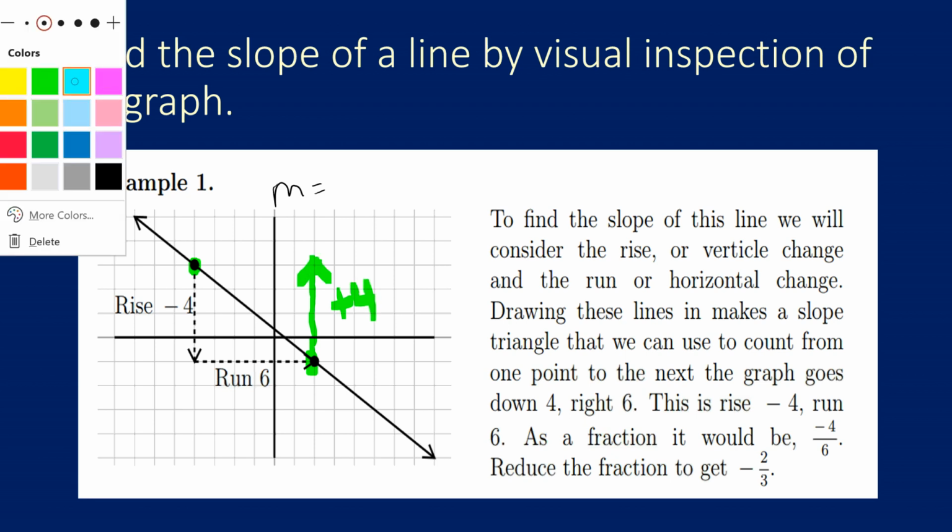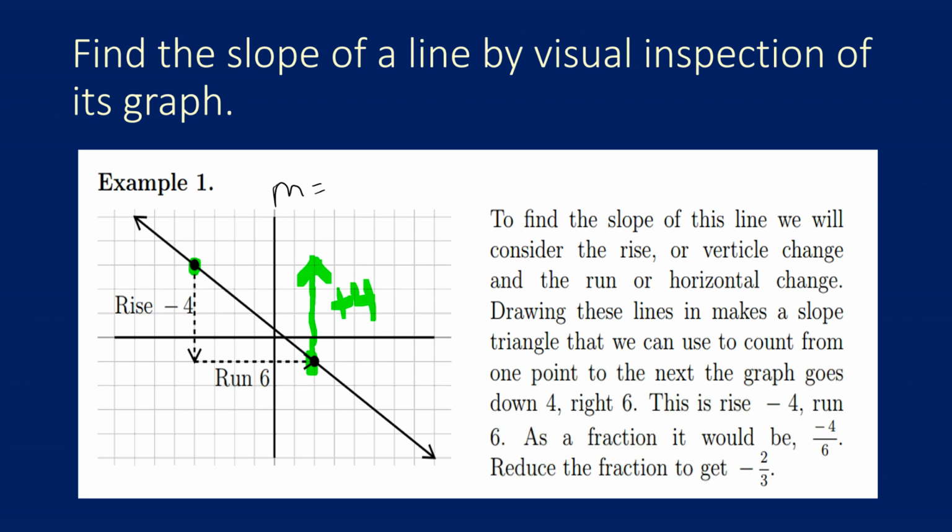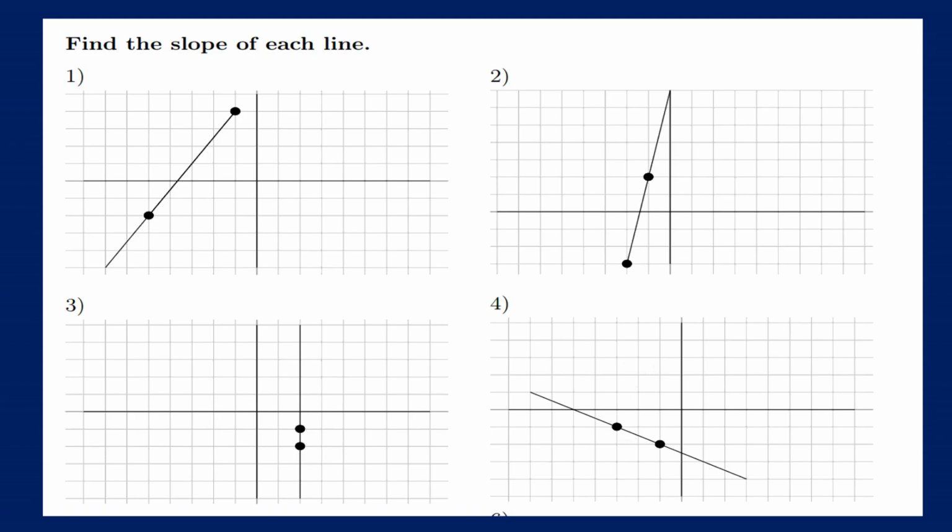And then to get to the point from here horizontally, I'm going to change 1, 2, 3, 4, 5, 6, moving from right to left. So that would be a -6 for my run. So notice that I now have a +4 on the top and a -6 on the bottom. And so I still end up with -2/3 as my answer. Let's look at some more examples.